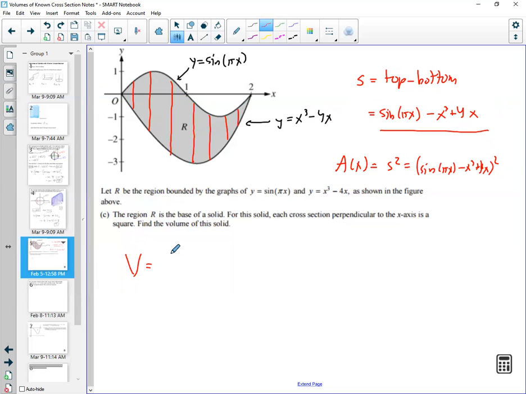So the volume is the integral of the area function from a to b, where a and b are the limits of whatever the region is. In this case, it's pretty clear that the limits are 0 to 2 of sine of pi x minus x cubed plus 4x squared dx. This is the part you would do in your calculator. This would be a kind of tricky integral to do without a calculator. We don't have to worry about that.